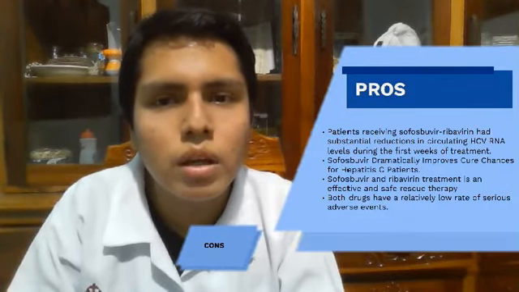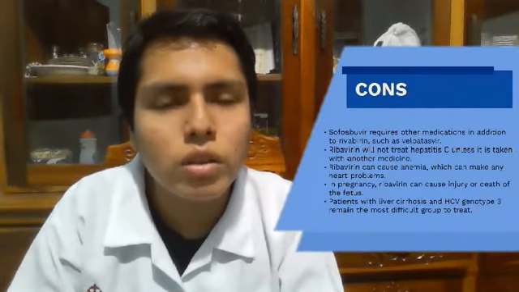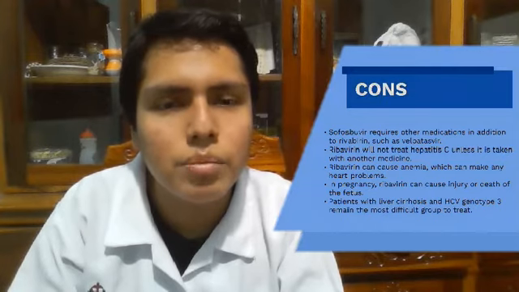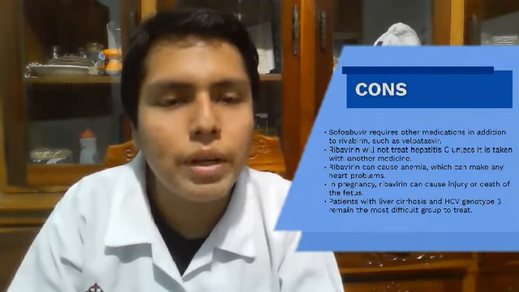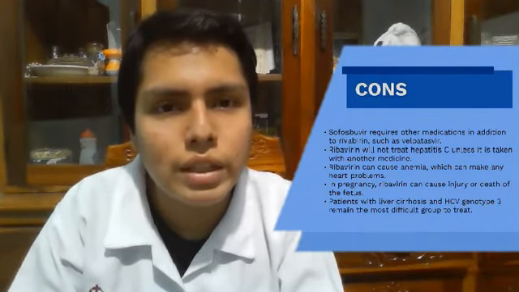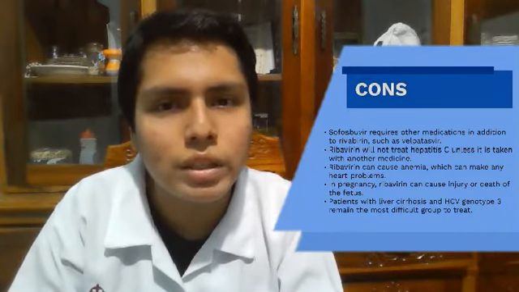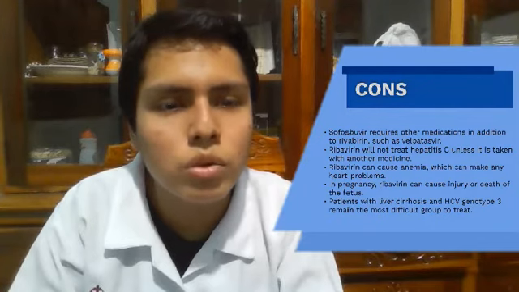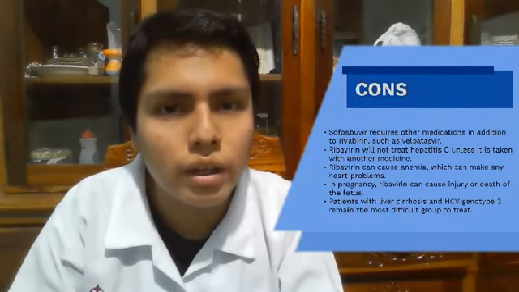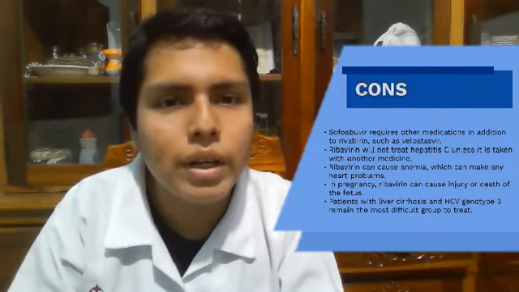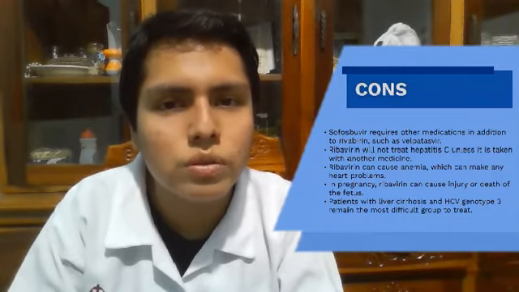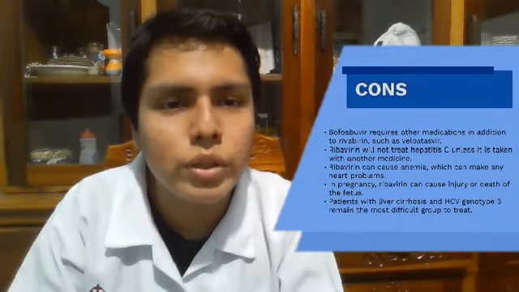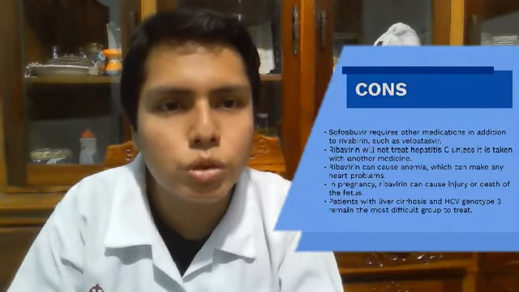events. Cons. Sofosbuvir requires other medications in addition to ribavirin, such as velpatasvir, ledipasvir, or daclatasvir. Ribavirin will not treat hepatitis C unless it is taken with another medicine. Ribavirin can cause anemia, which can make any heart problems worse and can lead to a heart attack. In pregnancy, ribavirin can cause injury or death of the fetus. Patients with liver cirrhosis and hepatitis C virus genotype 3 remain the most difficult group to treat.